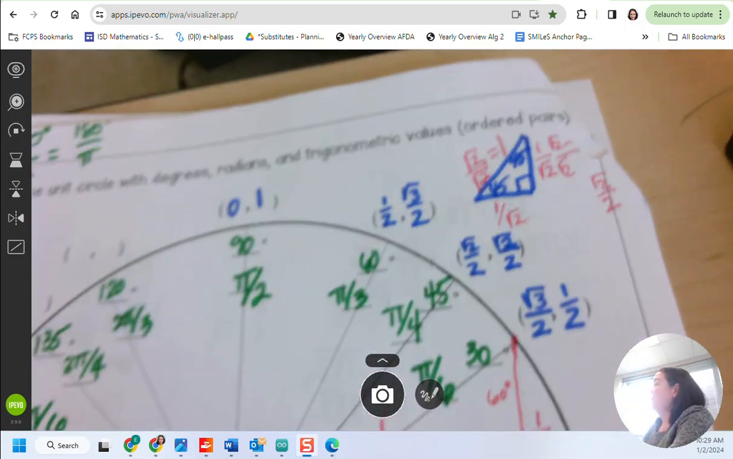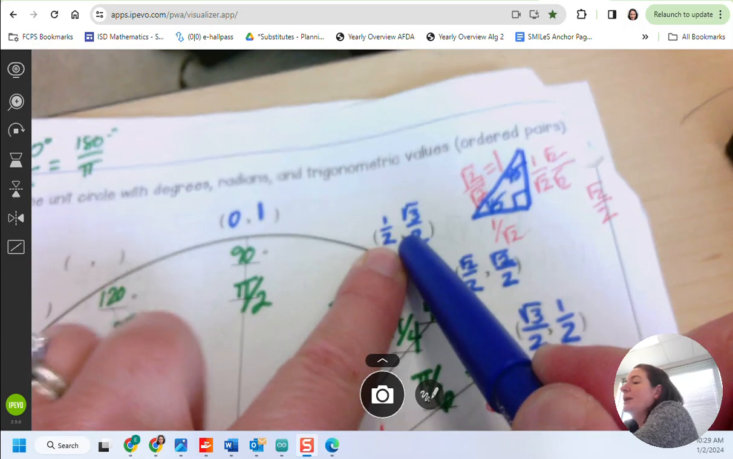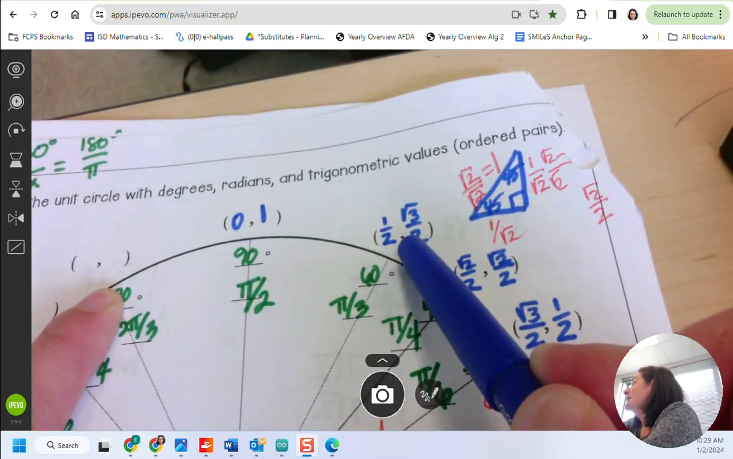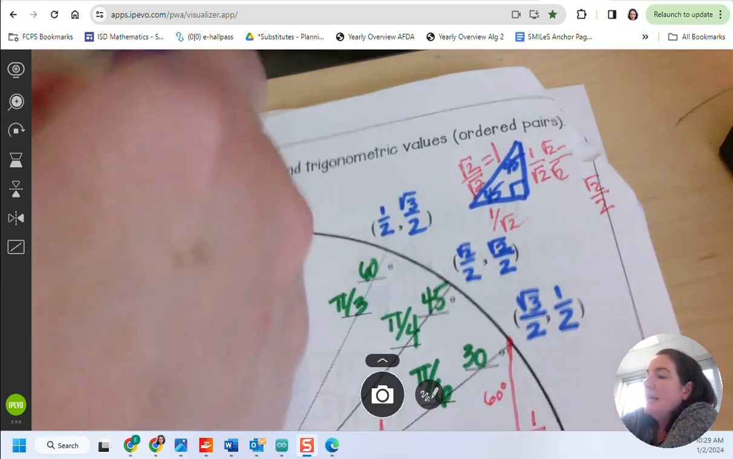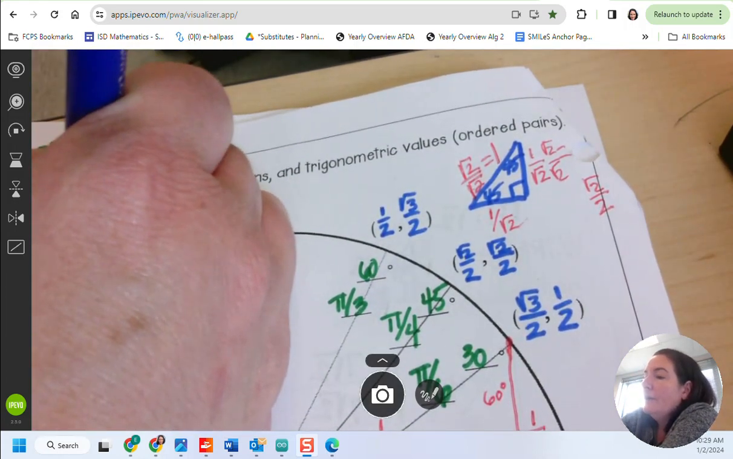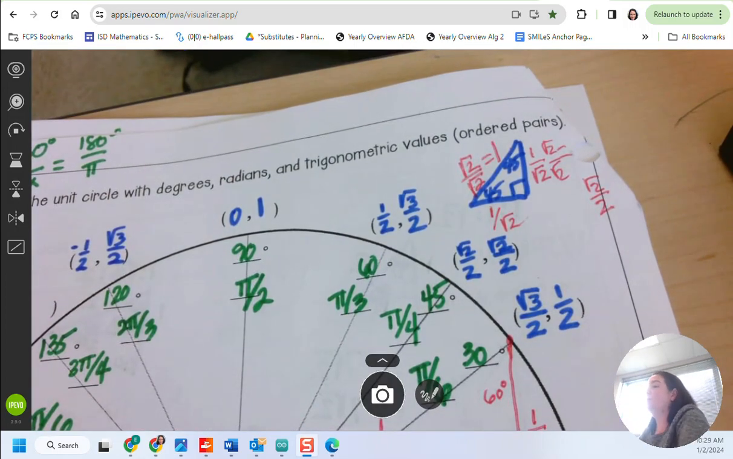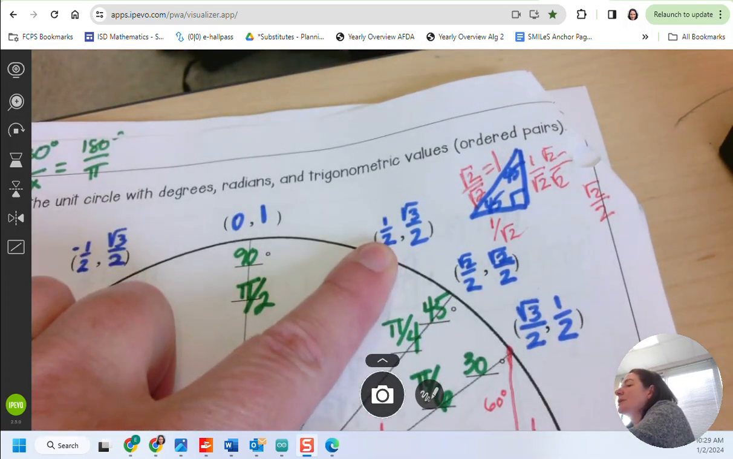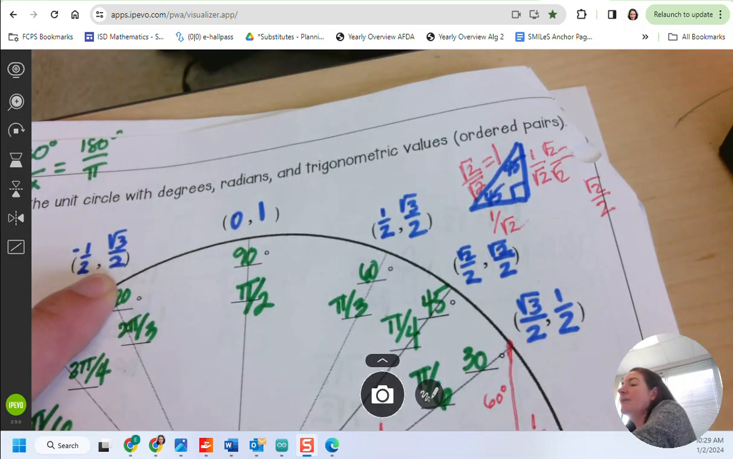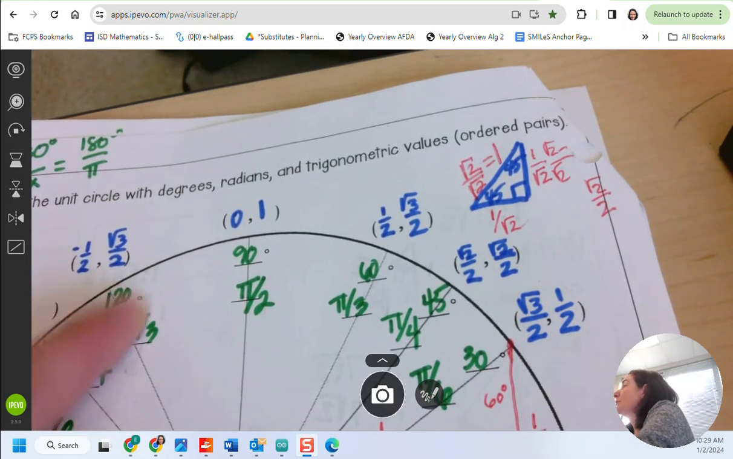All right, so now what we're going to do is we're going to reflect this point over here. It has the same y value, but the x value turned opposite. So my x is negative 1/2, and my y is root 3 over 2. Remember, these are just points on the coordinate plane. So if I know this one, I know this one has an opposite x value, but the same y value.